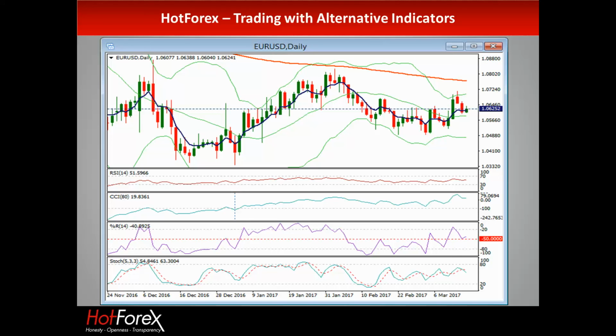Are there any questions at this point about either the CCI or the percentage Williams and how you might apply them, given that they're just an alternative oscillator, or another oscillator if you want to add them to your charts as well?